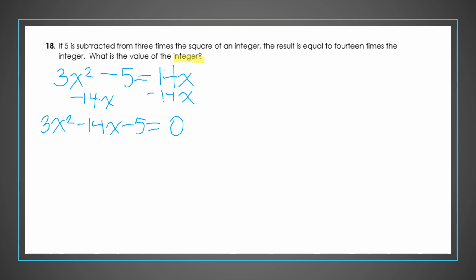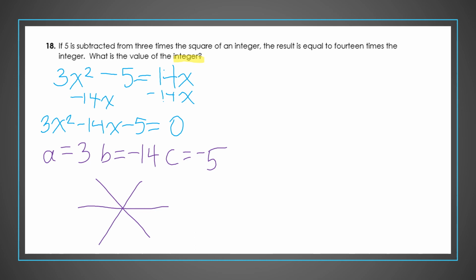So I've got it in standard form. There is no GCF, so A is 3. B is -14, and C is -5. So I'm going to do my star. A times C is what goes up top, so that's 3 times -5, which is -15. B, which is -14, goes in the bottom.